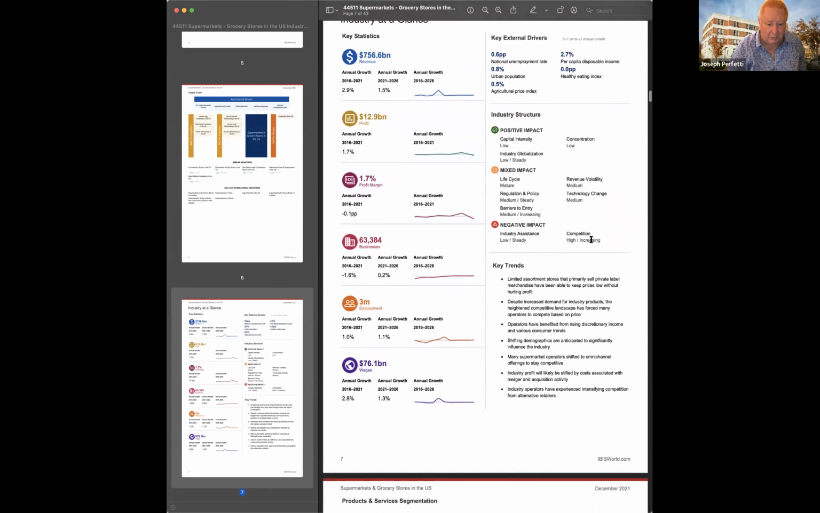Now, here's the point. Limited assortment stores that primarily sell private label merchandise. So that's the bullet right here that I've been talking about. You saw increased demand for industry products. Competitive landscape has changed. So there are fewer barriers to entry in this marketplace than there are in the traditional oil and gas industry, right? And you're also seeing the rise of, for example, convenience stores, companies like 7-Eleven, Wawa, and to some degree CVS, Walgreens, which are competing with some of these grocery stores as convenient ways to buy products you otherwise would have gone to grocery stores for.